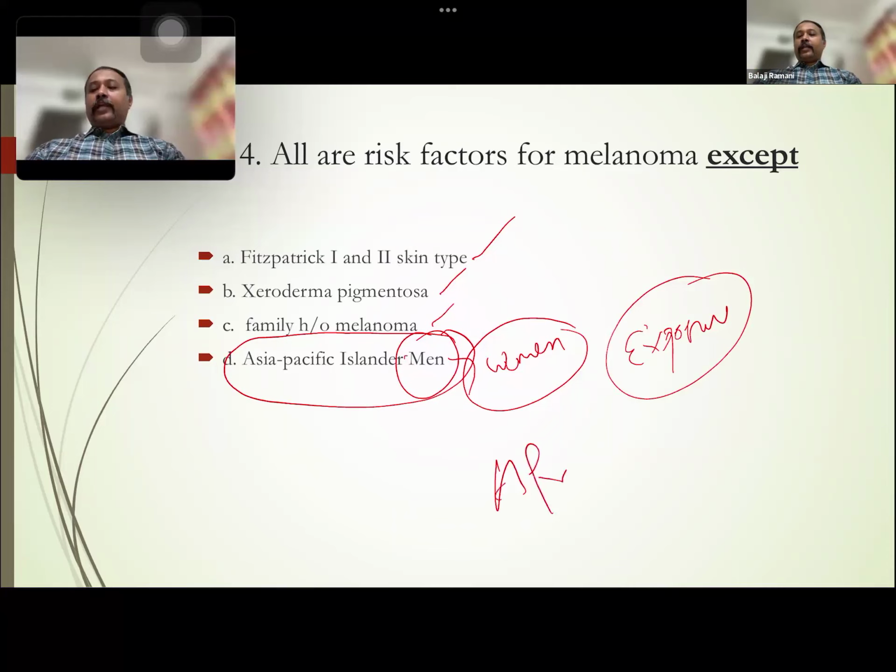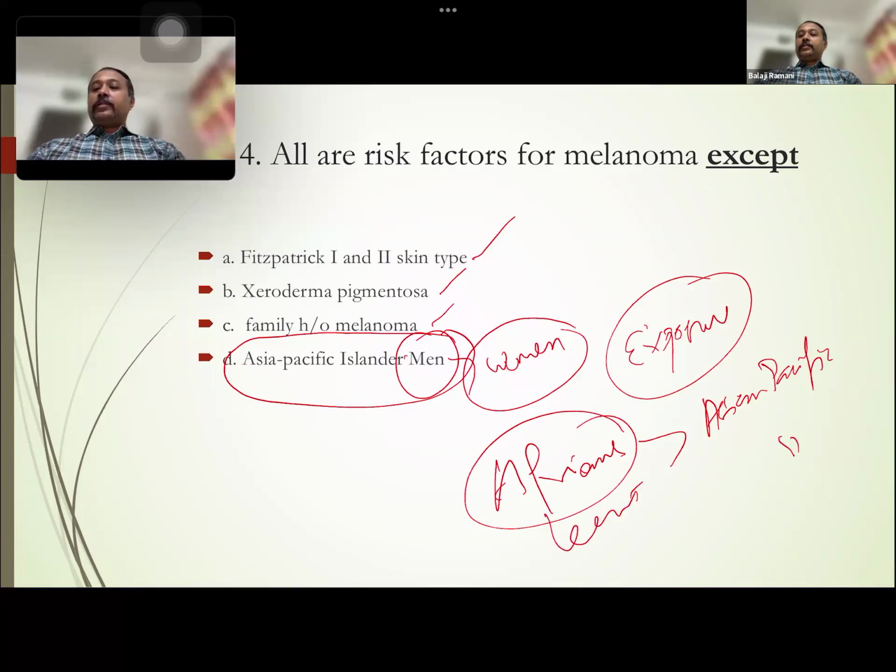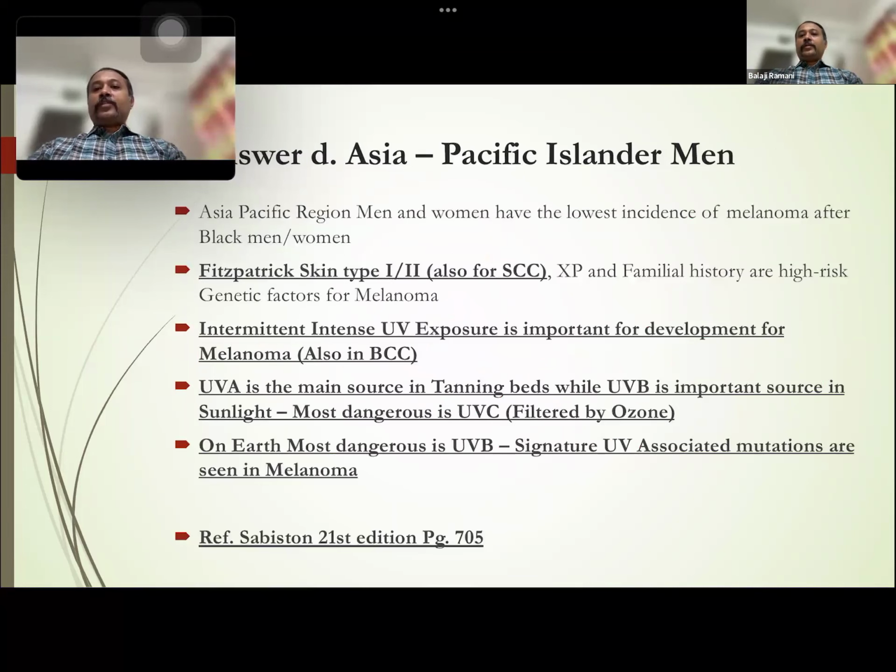And among the races, if you look at it, Africans have the best protection, and then you have the Asians and Asia Pacific Islanders who will have the next least risk. So this is the least risk, and then this will be the second least affected as far as melanomas are concerned. So Asia Pacific Islander men and women have the lowest incidence after black men and women. So Fitzpatrick, basically the tall blonde, the Aryan ancestry as we call it, the tall blonde types with the blue eyes, with the blonde hair and all that.